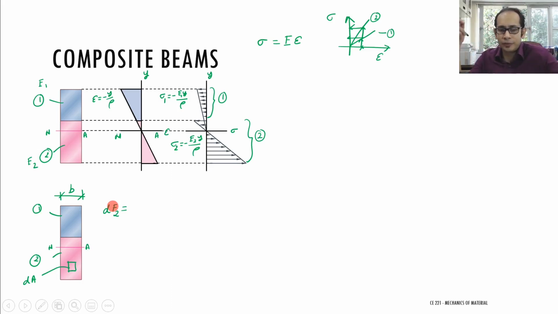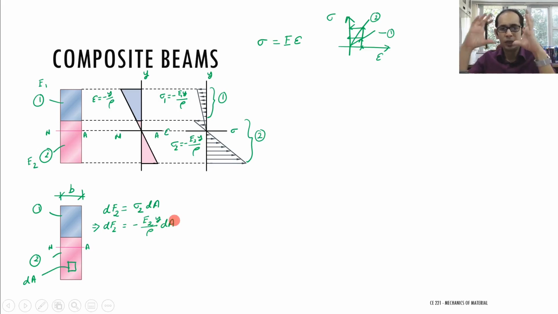So how do we calculate the force? Force is nothing but stress times the area. So in this particular case, I can write dF2 is sigma 2, which is the stress in material 2, a generic term that I'm writing over here, times dA. Now sigma 2, what did we see over here? Let me simplify that further. What I get is dF2 equals minus E2 y divided by rho times dA.